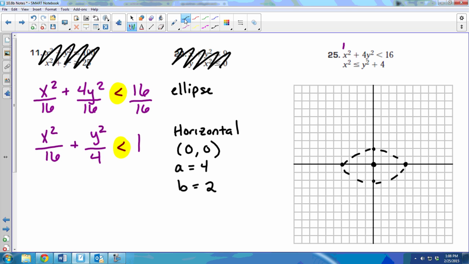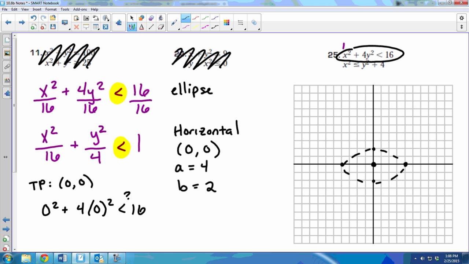If we do a test point, we can use 0, 0 because it's inside of the ellipse. I'm probably going to go back to the original up here because there's no fractions. It doesn't really matter, though. 0 squared plus 4 times 0 squared less than 16. Well, that's 0, all of that. So that is less than 16. So we would shade inside the ellipse, right?